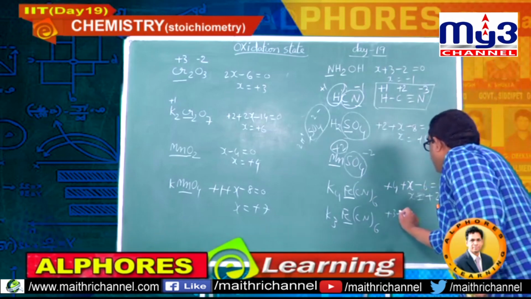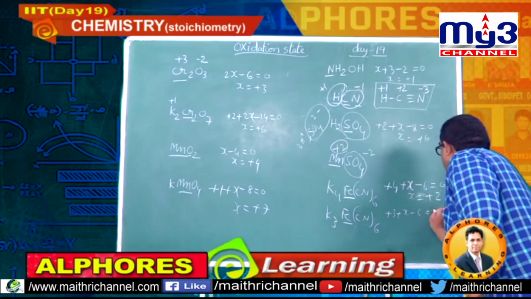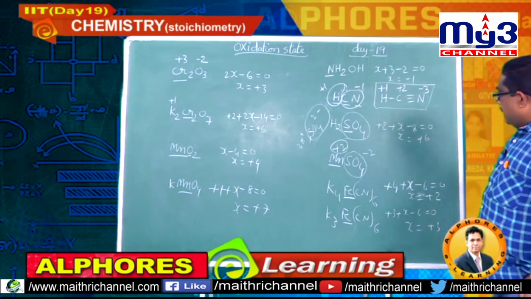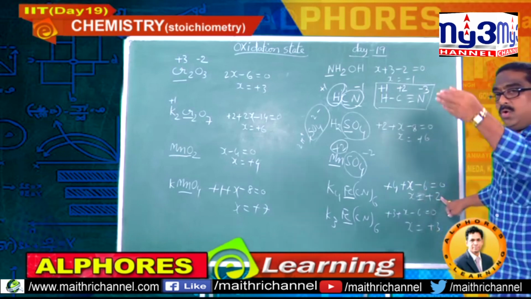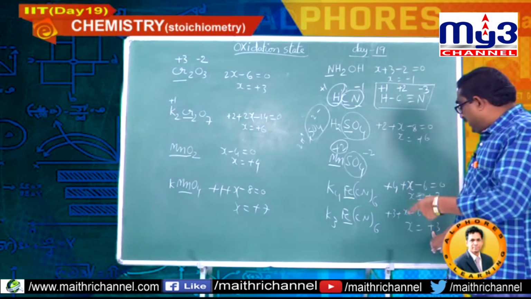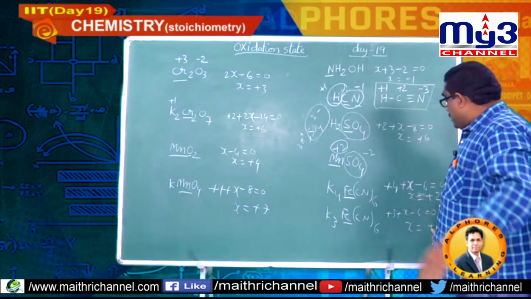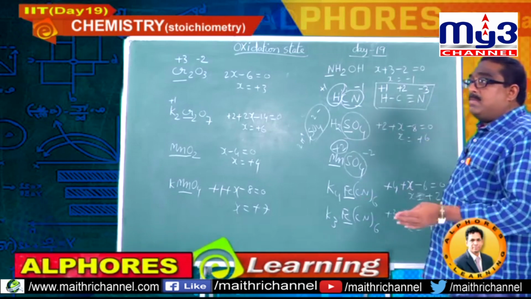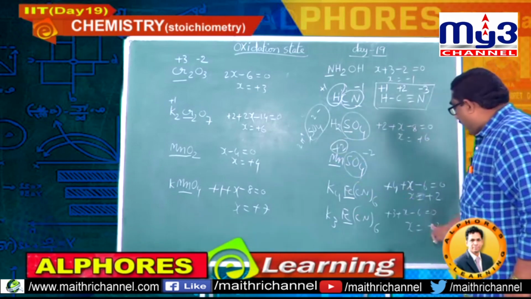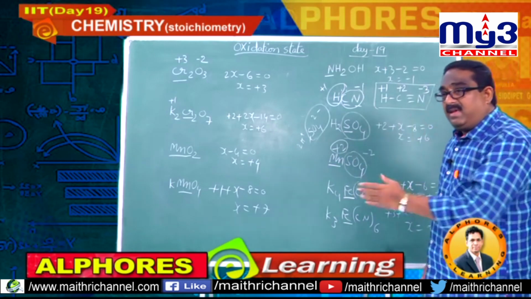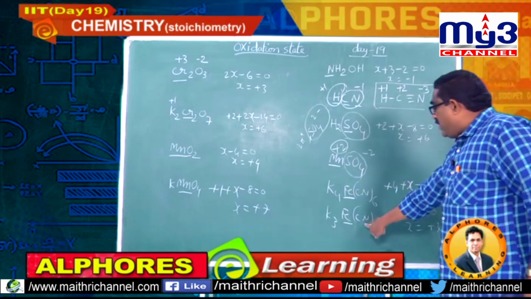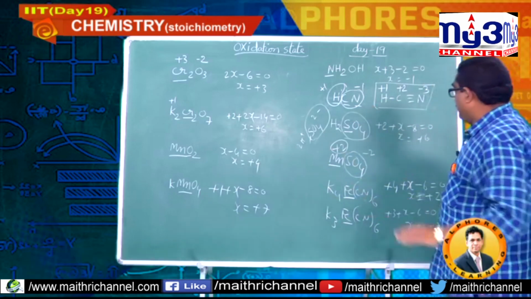Similarly, I am applying here also. Plus 3 plus X minus X, X is equal to 0, X equal to plus 3. Here in this compound, iron is plus 2, the lower oxidation state. In this compound, iron is present in plus 3, the higher oxidation state. So that's why this is called potassium ferrocyanide, and this is potassium ferricyanide. Potassium ferrocyanide has iron +2, potassium ferricyanide has iron +3.